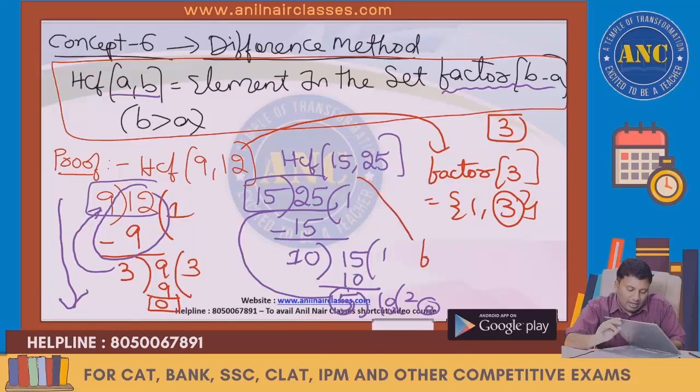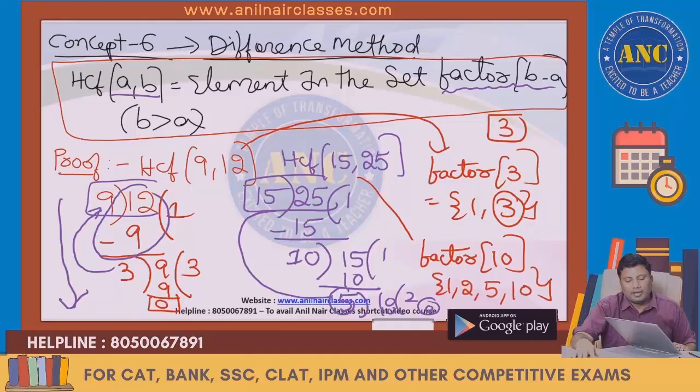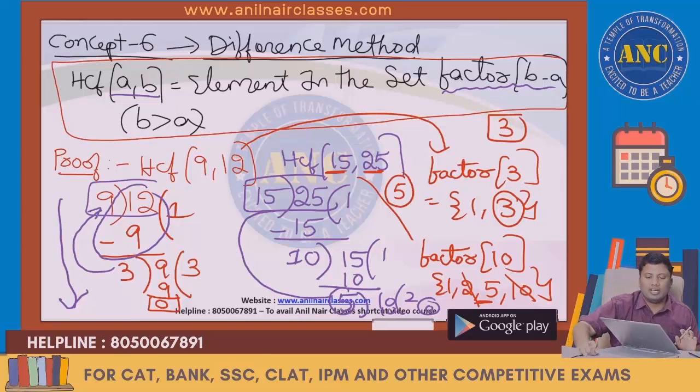Now the HCF using factors of their difference. For 15 and 25, the difference is 10. What are the factors? 1, 2, 5 and 10. HCF of two odd numbers will be an odd number, so 10 and 2 are out. 5: 5 3s are 15, 5 5s are 25. So the answer for this question is 5.